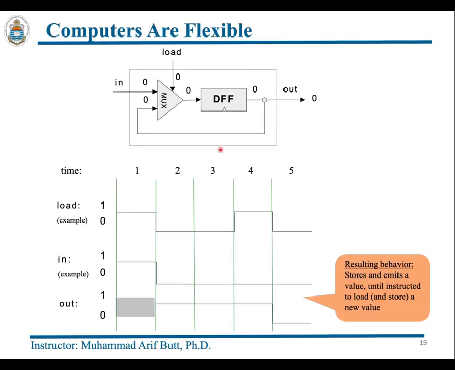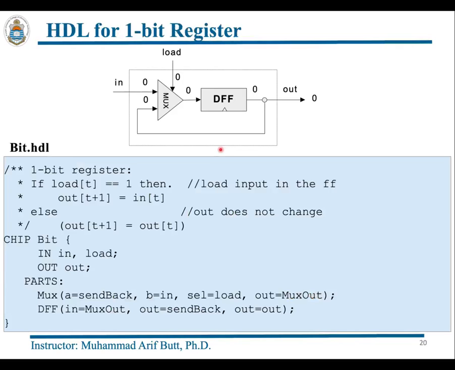My dear students, if you have understood this, I think you should be able to easily understand this HDL for the 1-bit register. The name of the chip is Bit. The chip interface shows that it has two single bit inputs, namely in and load, and a single bit output, namely out. The chip implementation shows that we have used two helper chips, a 2 by 1 multiplexer chip that we have designed in a previous session, and the built-in D flip-flop chip. I think the connectivity is quite clear to you, and this code makes sense.